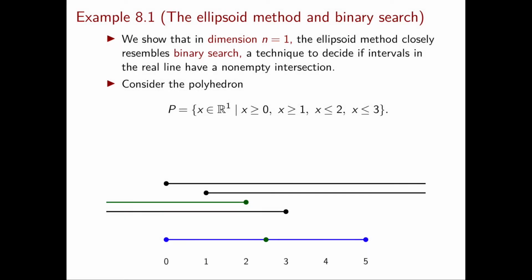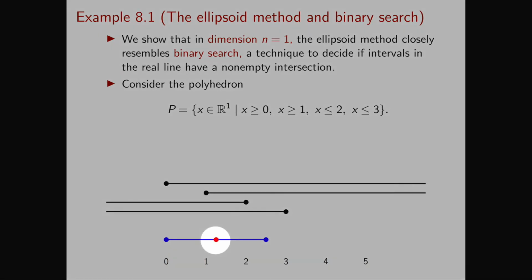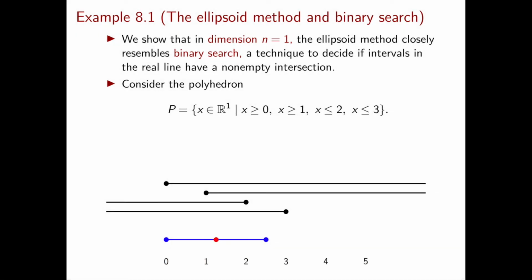We now need to construct an ellipsoid that contains this half ellipsoid. Since we are in dimension 1, our new ellipsoid coincides with the previous half ellipsoid, and so it is equal to the segment between 0 and 2.5. In the next iteration of the ellipsoid method, we look again at the midpoint between 0 and 2.5. This is 1.25. We check if it is in the polyhedron, and in fact it is because it satisfies all the four inequalities. So the algorithm returns that P is non-empty, and it also returns the point 1.25, which is in P.